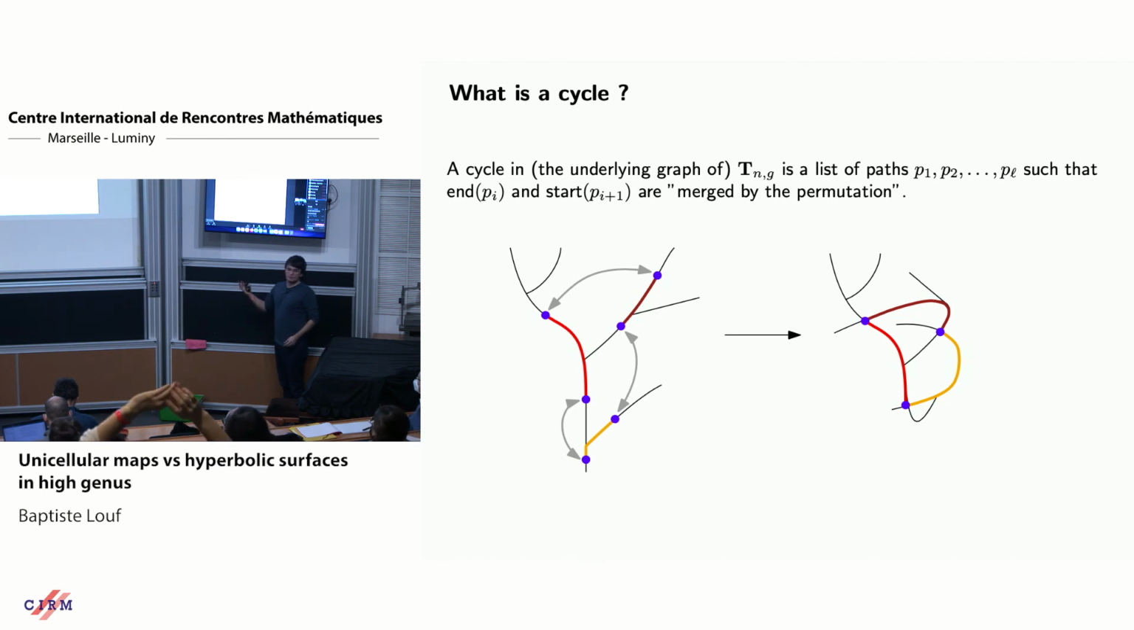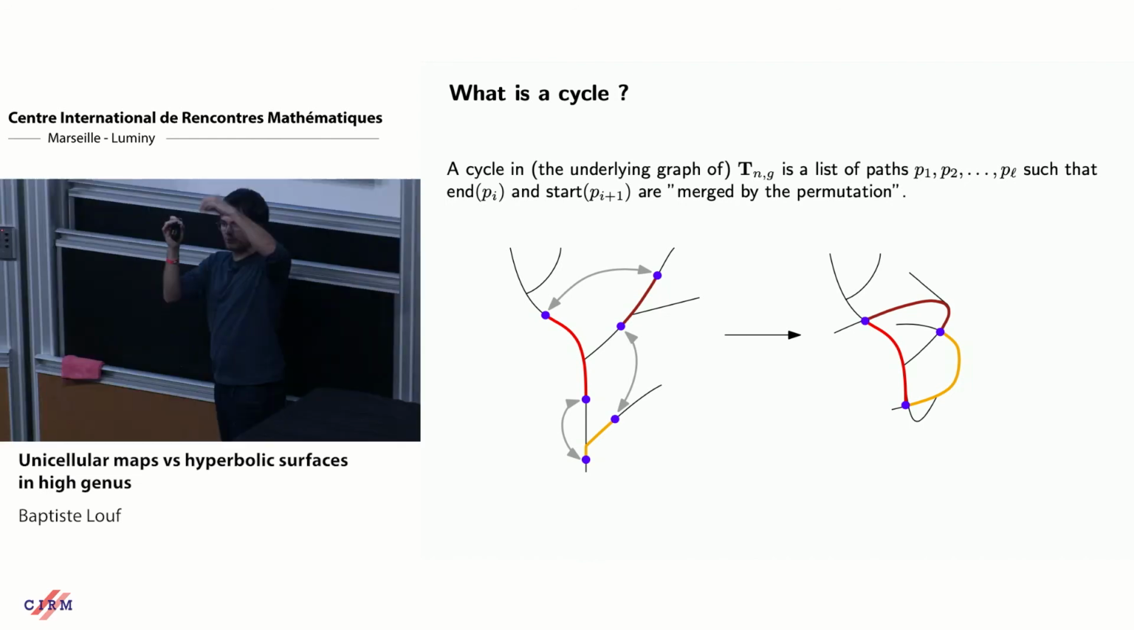And the key point to count cycles is just to understand what a cycle is in the underlying graph of the C-decorated tree. If you think a bit about it, a cycle in the underlying graph of your C-decorated tree is just a list of paths such that the endpoint of the first path is going to be merged by the permutation, so belongs to the same cycle of the permutation, to the start of the second path, and the end of the second path is going to be merged with the beginning of the third path, and so on until you close the cycle. So here I draw an example.